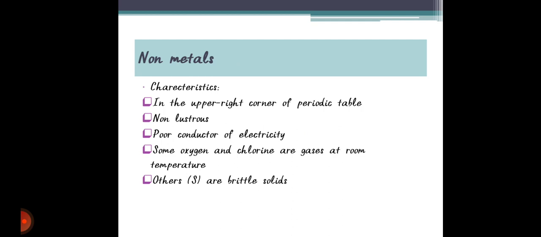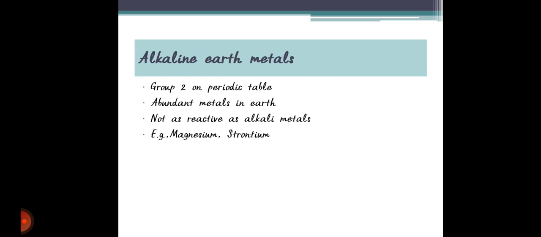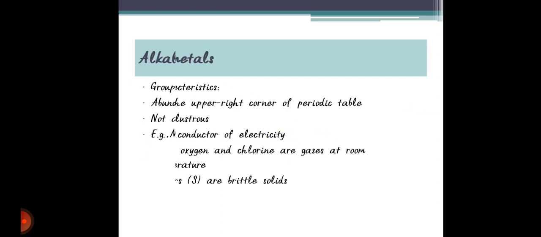So coming to non-metals. In the upper right corner of the periodic table, those elements which are present are called non-metals. They are non-lustrous and poor conductors of electricity. I don't say that they don't conduct, but they conduct not as much as metals. Oxygen and chlorine are present in the form of gases at room temperature. Others are brittle solids.